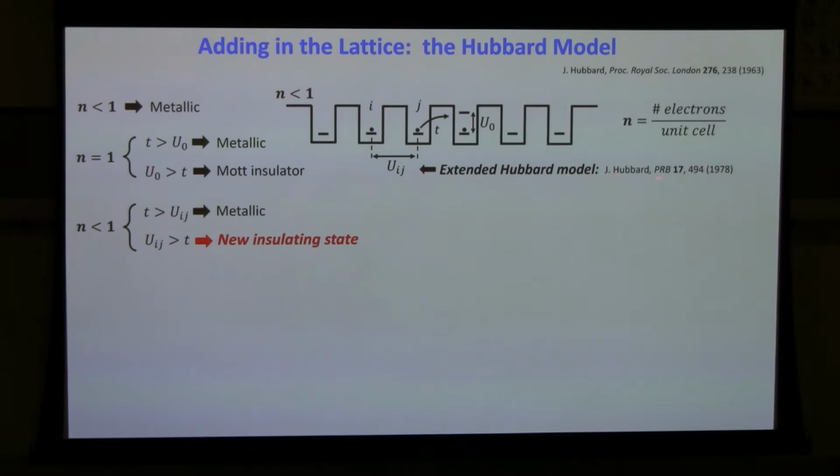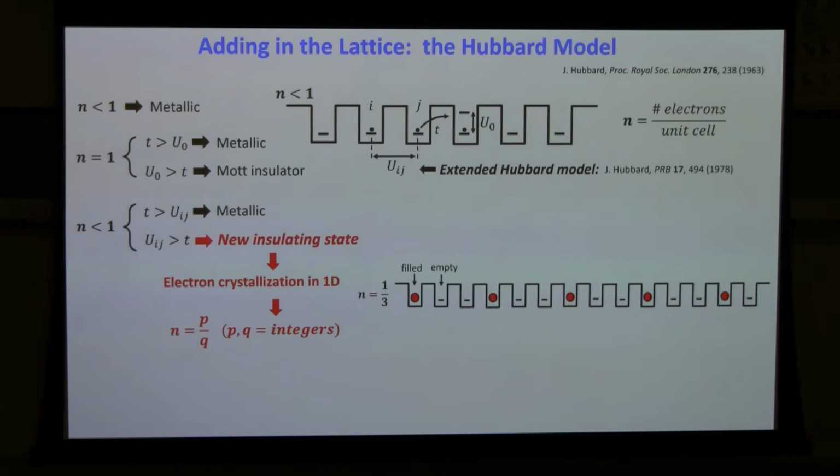For example, even back in 1978, Hubbard predicted that if the density of electrons is equal to a rational fraction, p over q, then we should get a crystallization of the electrons. And that result is actually more intuitive than it sounds, I think, if you take a look.